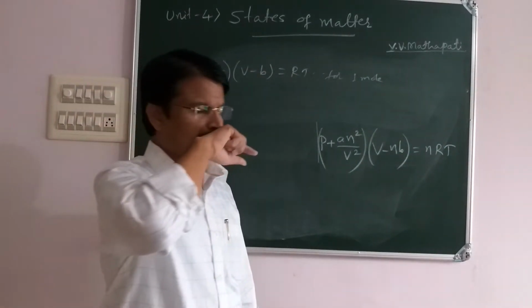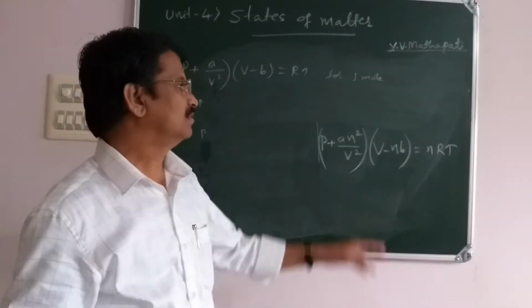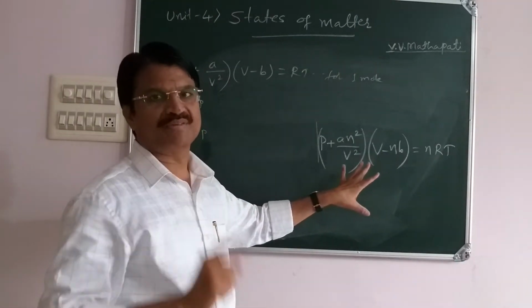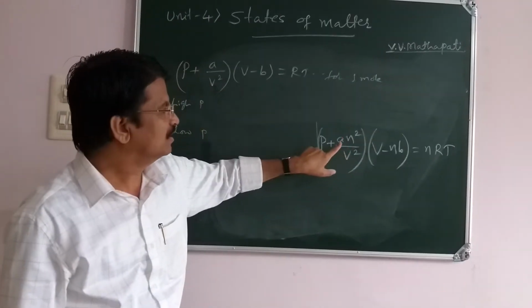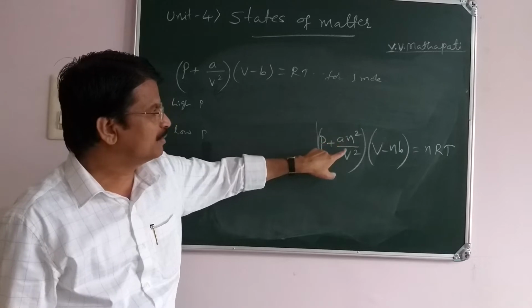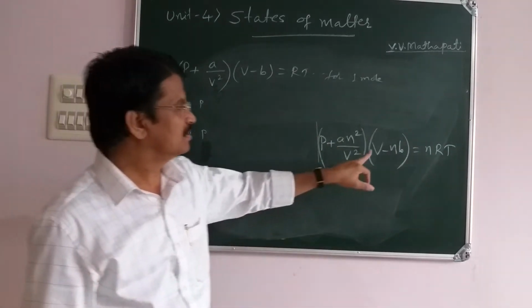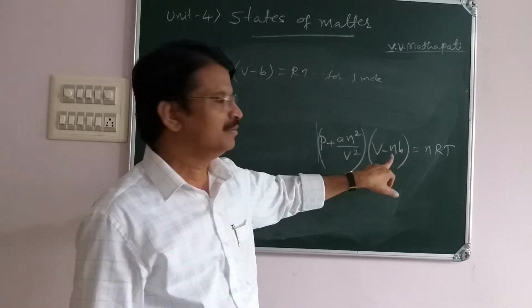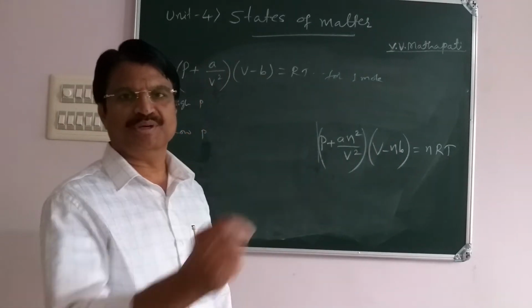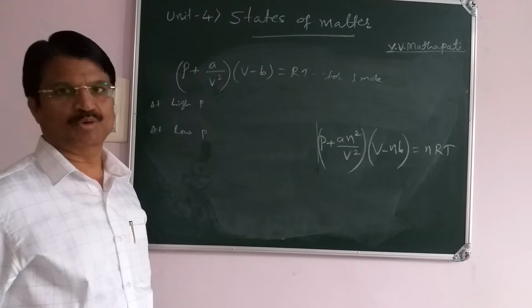Which of the following indicates the van der Waals equation for n moles of a gas? But don't confuse here: (P + an²/V²), but not V² by n². Then this is (V − nb), but not plus nb. V − nb, that is for n moles.